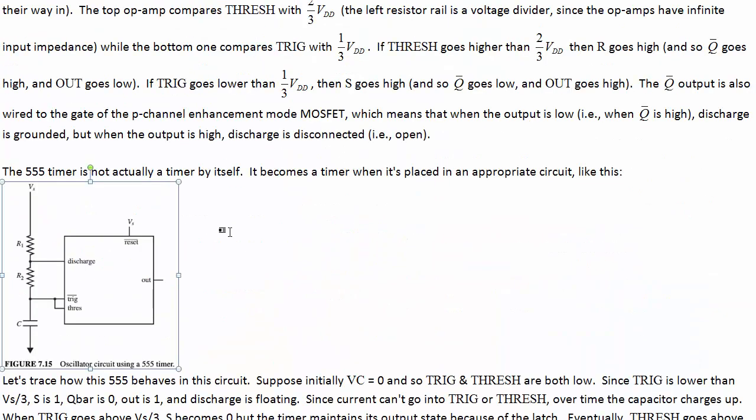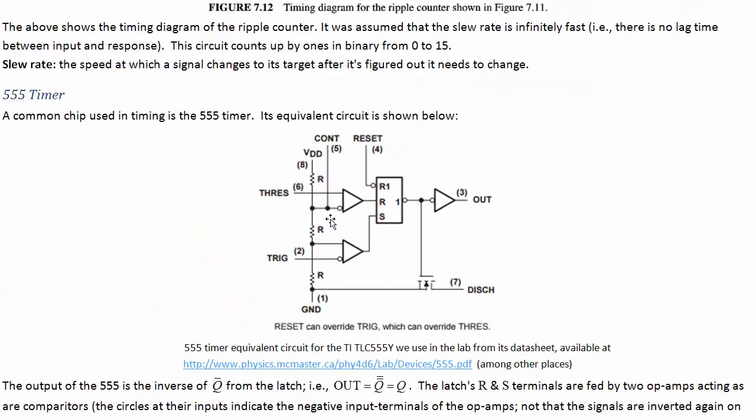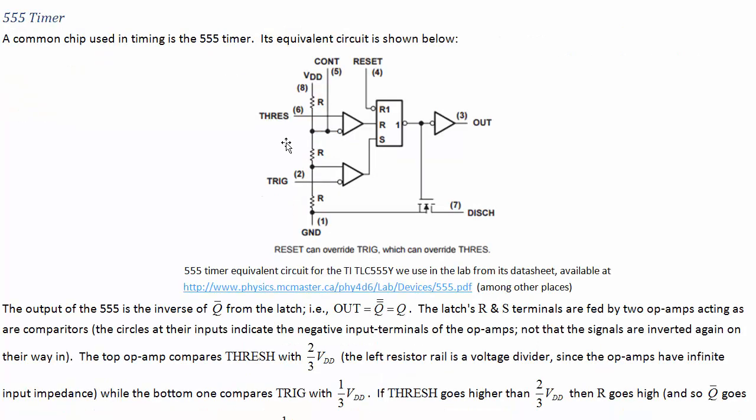Now the next thing that happens, eventually we're building up the charge even more, so we get to the level where threshold is above 2/3 of VDD. That's the next thing that happens. When threshold gets above 2/3 VDD, then we set the reset bit, which now makes the output go to a 0, so the inverted output goes to a 1, and actual output goes to 0. Inverted output goes to 1, which means now we turn on this MOSFET and we connect discharge to ground.